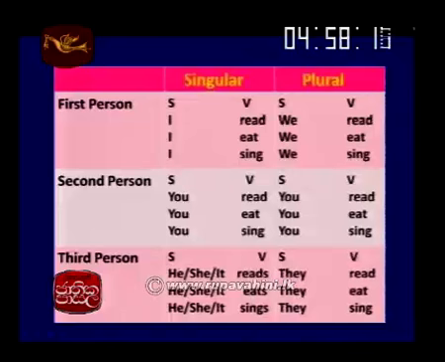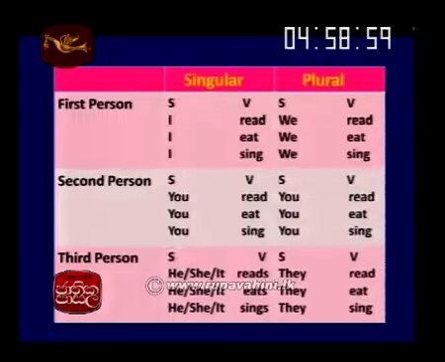And plural form, they read, they eat, they sing. Now you can see. When you go through it very carefully, let us take the first person, I. With I, the verb is without s. I read, I eat, I sing. And plural, we, it's the same, without s. And second person? It's always you. We don't add s to the verb there. So you say you read, you eat, you sing. It is the same with the plural form also. We say you read, you eat, you sing.